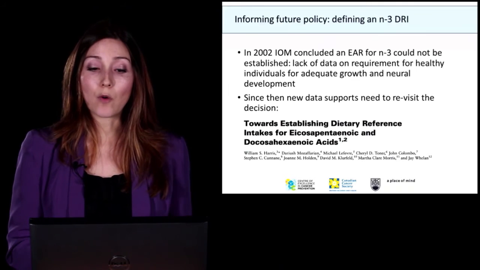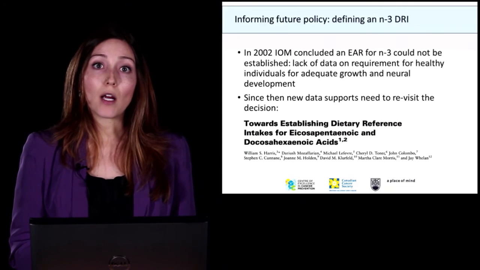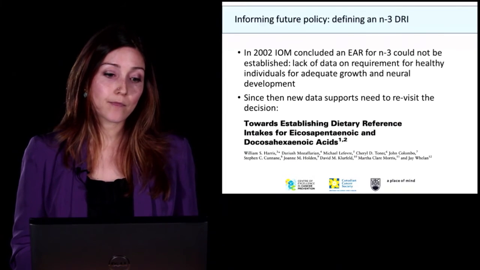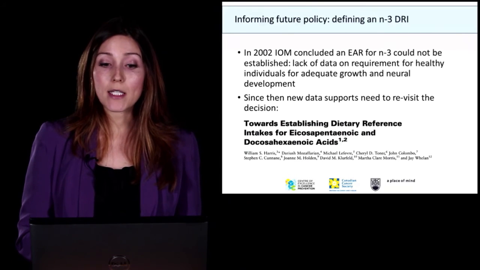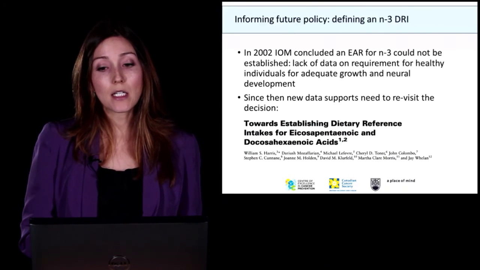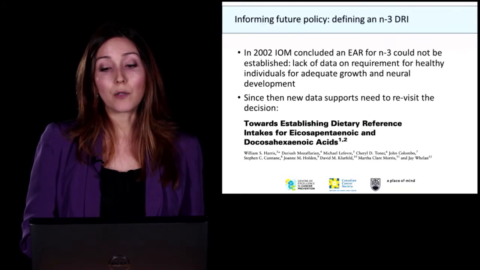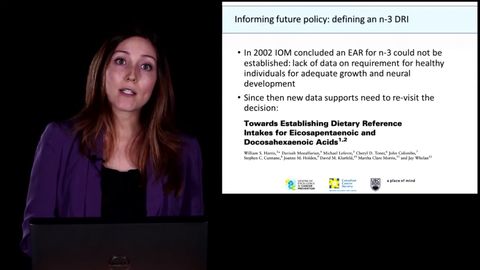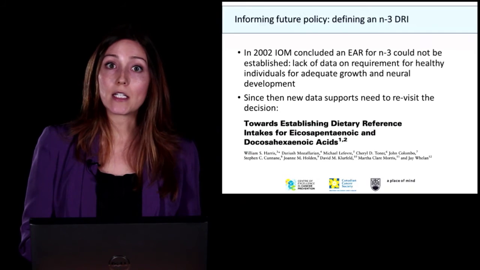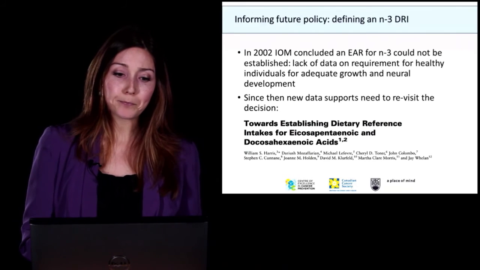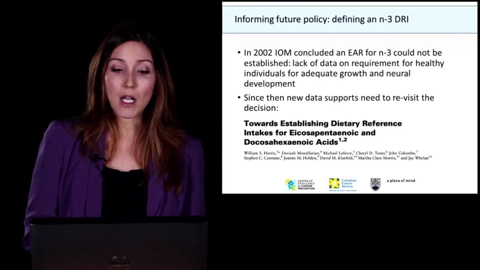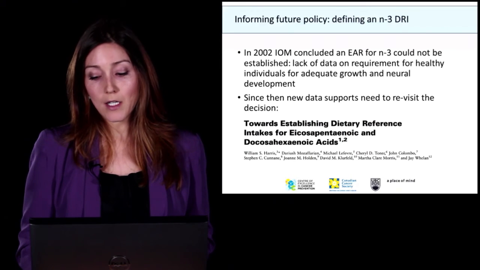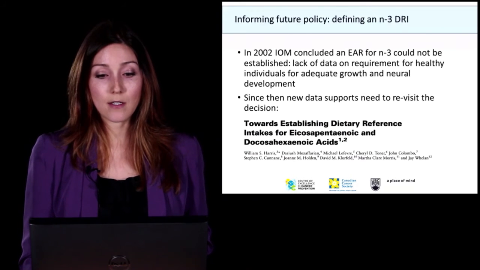Looking at opportunities to inform future policy, one of these areas where epidemiologic research could potentially help is with defining an omega-3 DRI. So in 2002, the Institute of Medicine concluded that an EAR for omega-3s could not be established due to lack of data on requirement for healthy individuals for adequate growth and neural development. However, since then, there's been a wealth of new data that supports the need to revisit this recommendation. So this is nicely summarized in this paper here I have referenced at the bottom, and it includes the use of about 24 epidemiologic studies to support this.